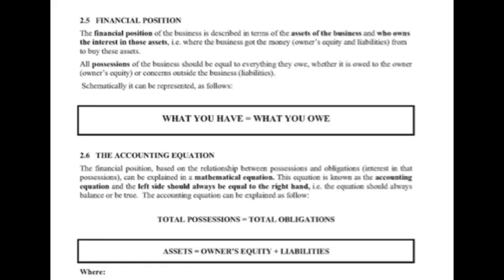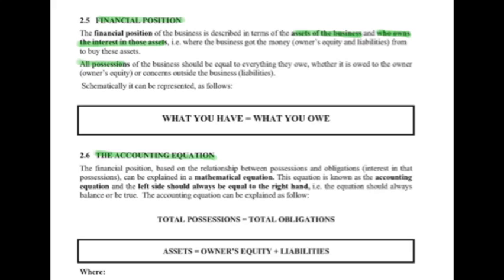In this video, we will look at two things. The first thing is the financial position, and the second thing is the accounting equation. So firstly, the financial position of the business is described in terms of the assets of the business and who owns the interest in those assets, and where the business got the money from, in other words, from owner's equity or liabilities, to buy these assets.